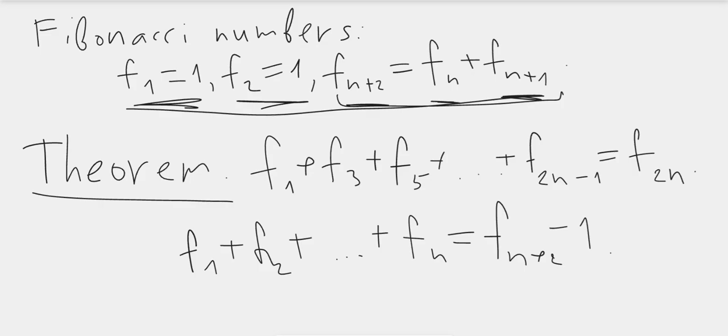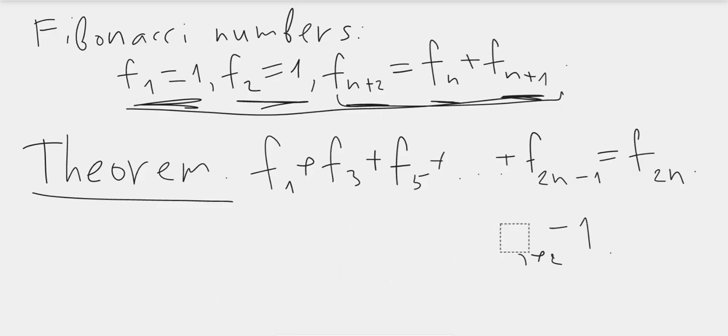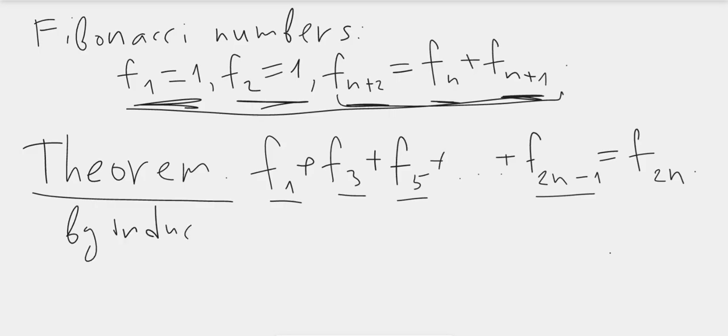But in this video I'm going to prove another identity that involves not the sum of the first n Fibonacci numbers, but the sum of the first n with odd indices. So not f1 plus f2 plus f3 and so on, but f1 plus f3 plus f5 and so on plus f2n minus 1. The proof is going to be by induction.